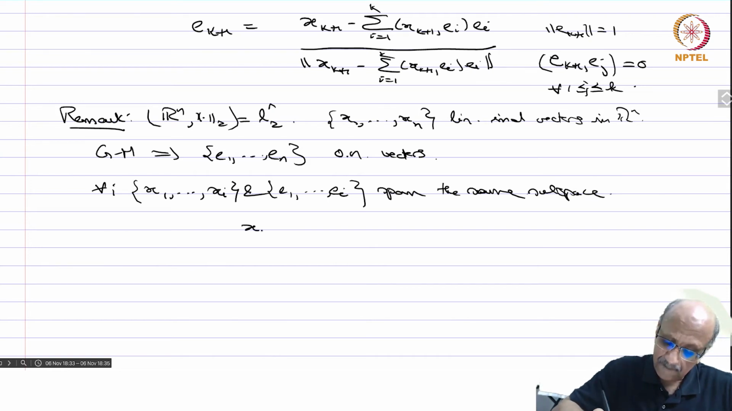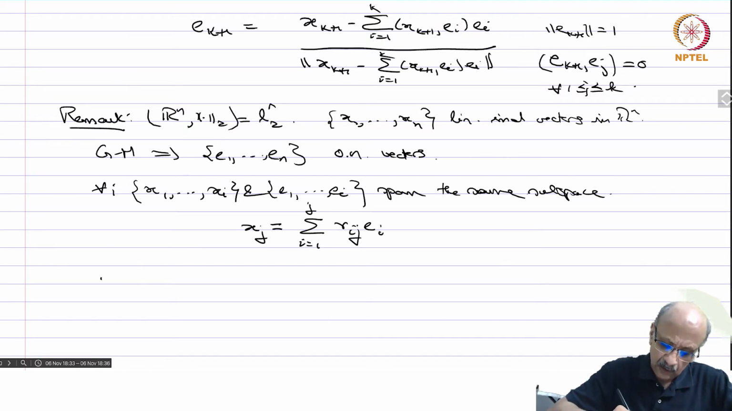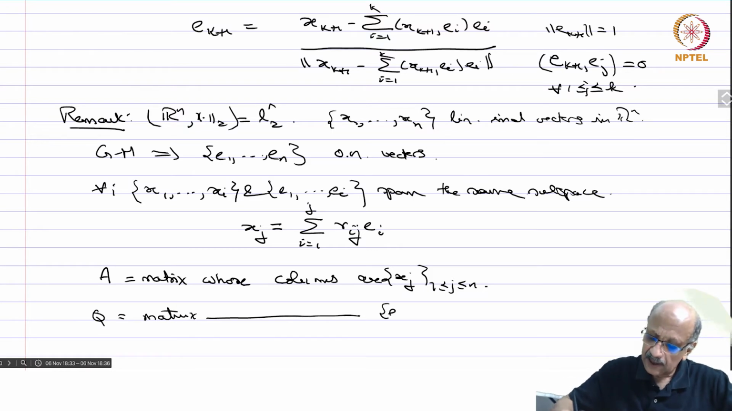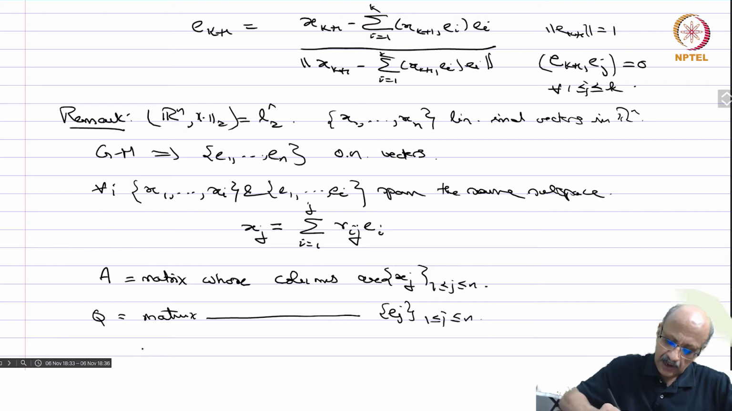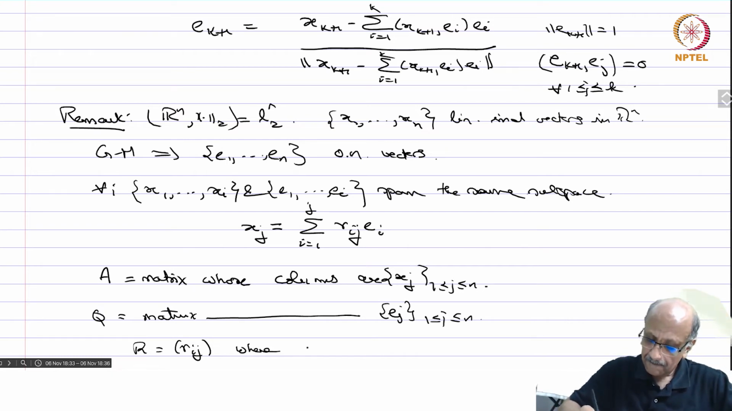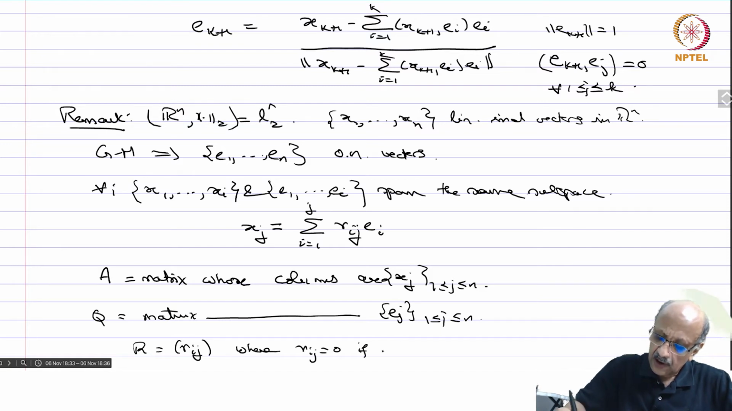So let us write xj as the sum over i equals 1 to j of Rij Ei. Now let A be the matrix whose columns are xj, Q be the matrix whose columns are Ej, and R be the matrix Rij, where we put Rij equal to 0 if i is bigger than j.